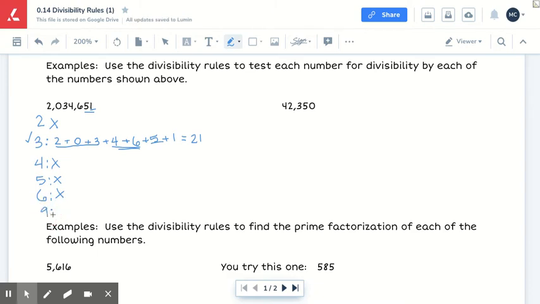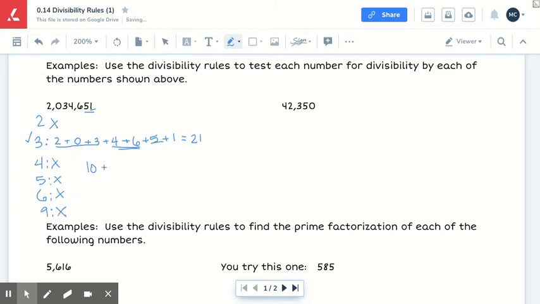The next ones we had tricks for were 9. Now for 9, we're supposed to sum the digits. And we already summed the digits when we were checking 3, so we can check 3 and 9 simultaneously. The sum of the digits was 21. 21 is not divisible by 9, so therefore this number is not divisible by 9.